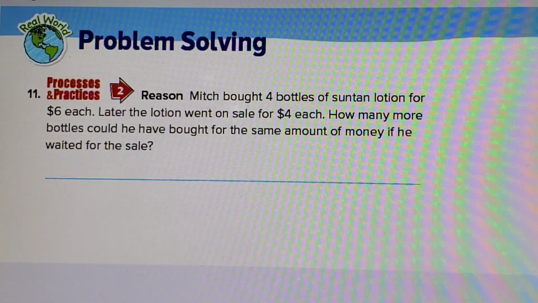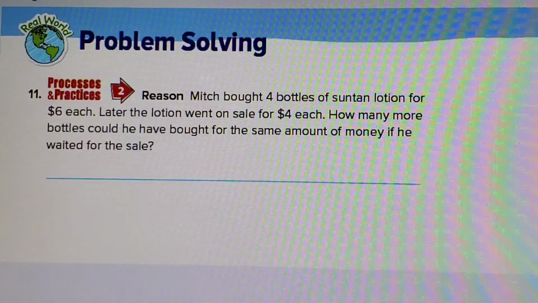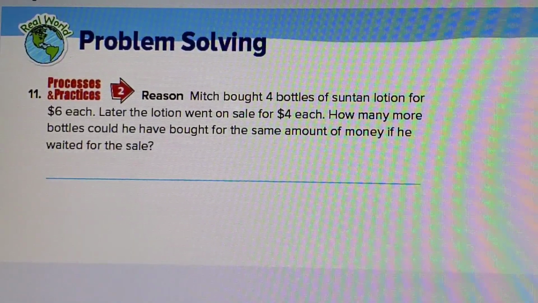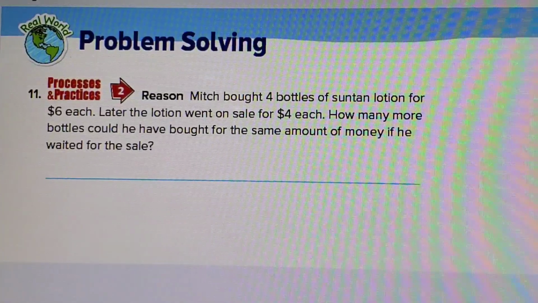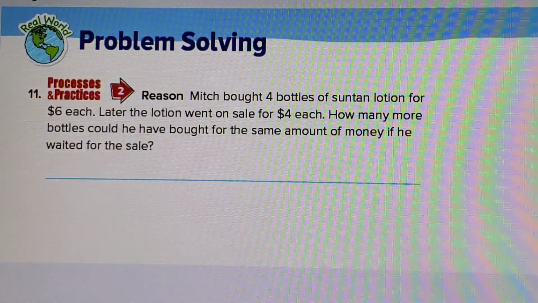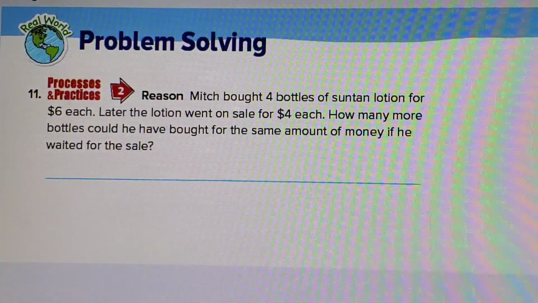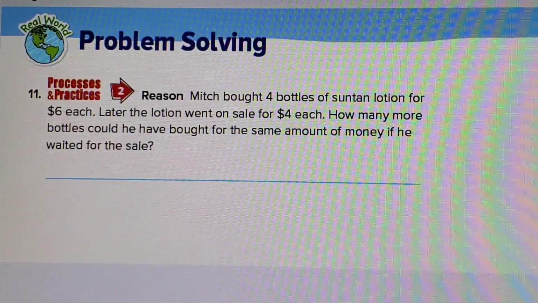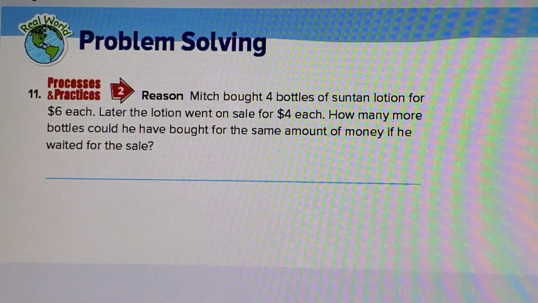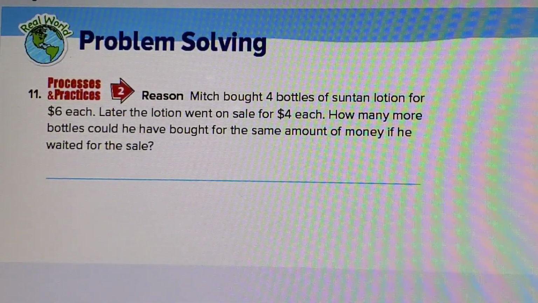Problem solving number 11. This is tricky, and it's a multi-step problem. But first, let's read it. Mitch bought 4 bottles of suntan lotion for $6 each. Later, the lotion went on sale for $4 each. How many more bottles could he have bought for the same amount of money if he waited for the sale?